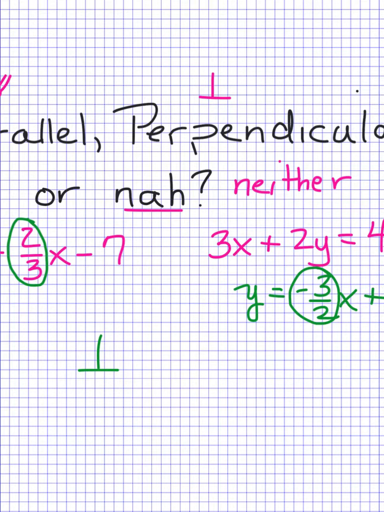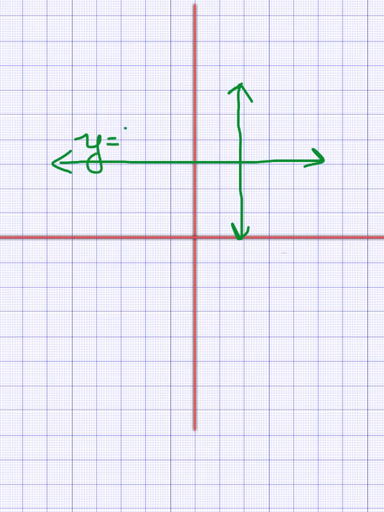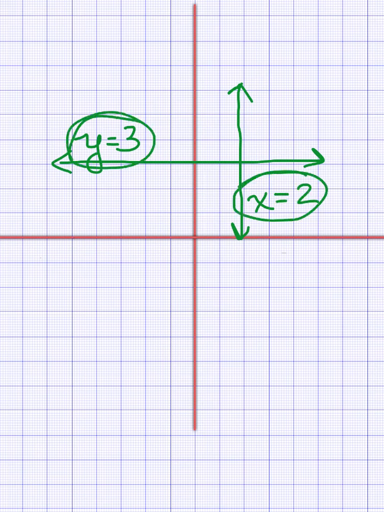One more thing to keep in mind, and that involves horizontal and vertical lines. Horizontal is perpendicular to vertical every time. So if you have an equation like y equals 3, and you're asked for a line that's perpendicular to that, you could say x equals 2. Anytime you see one of those equations that's missing the other variable, yeah, they will be perpendicular to each other. Horizontal and vertical are perpendicular to each other.